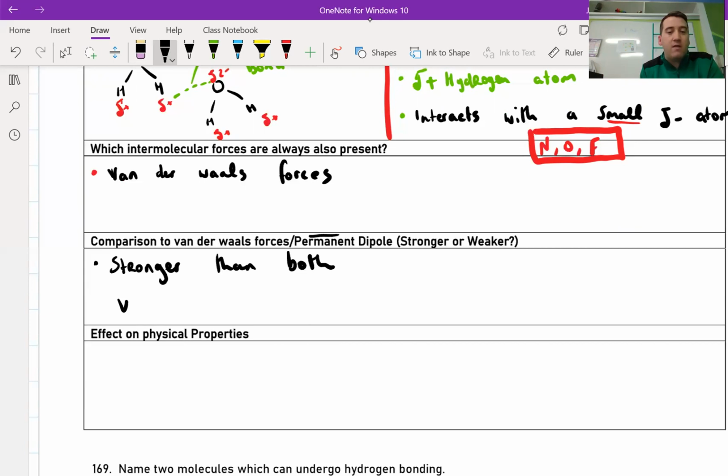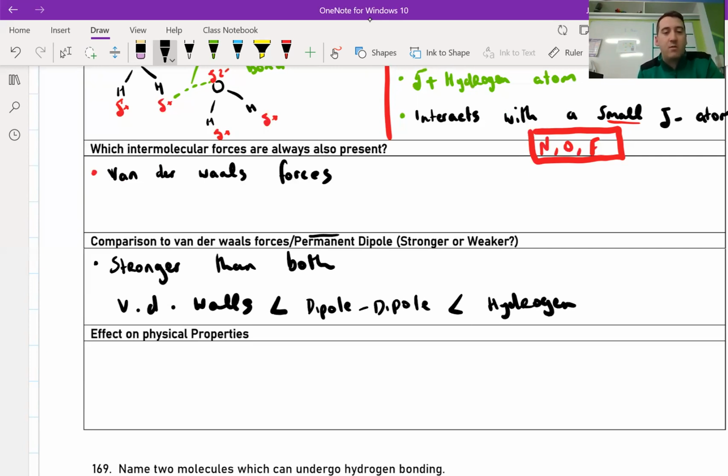If we were to make a list here, it would say van der Waals are weaker than dipole-dipole, and these are weaker than hydrogen bonding. Hydrogen bonds are the strongest. Effect on physical properties: pause the video. What's this going to mean for melting and boiling points? They will have slightly higher melting points and boiling points.